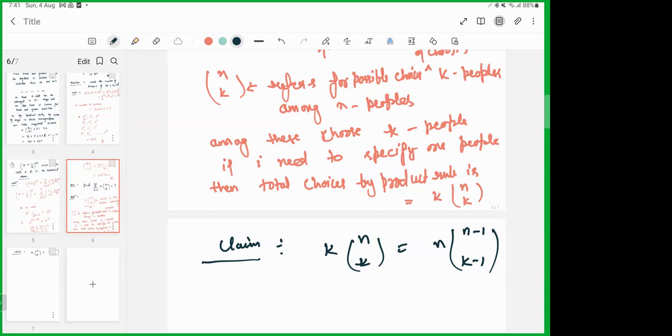And what is the meaning of the right hand side then? I am just writing the left hand side in another way. Initially I start with N people, I choose K people and specify one person among these K people. Now I start with N people, I choose one specific person, then among the remaining N minus 1 people, I choose K minus 1 people. So this is the same thing, right?